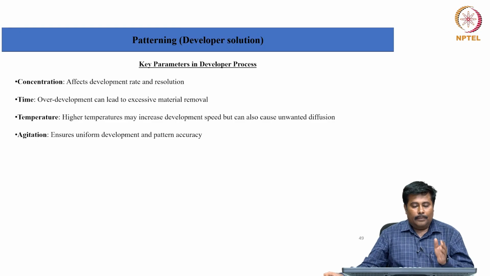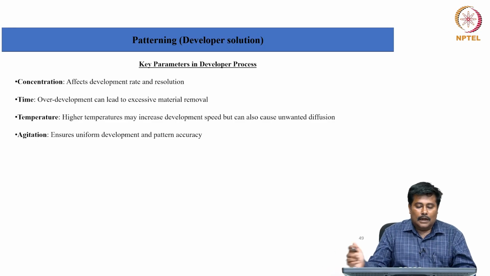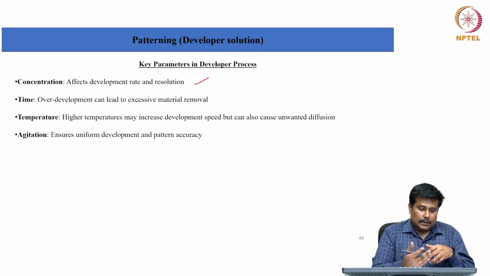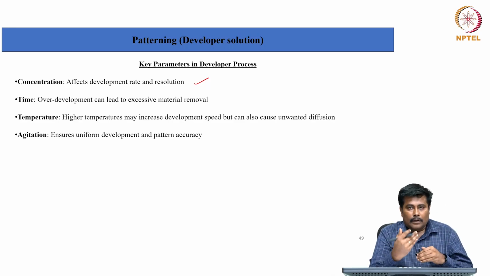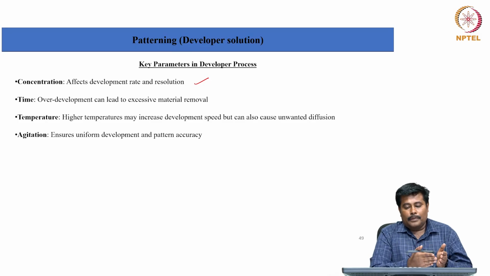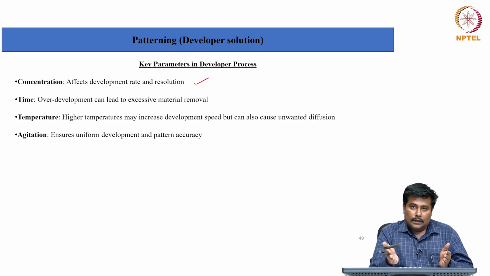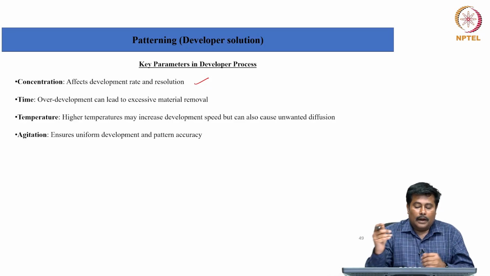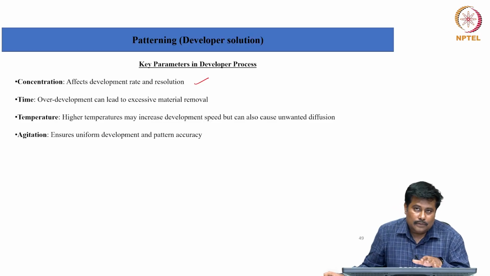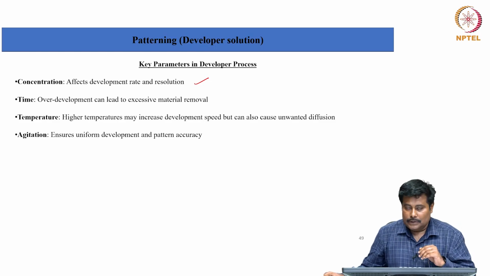Some of the key parameters which affect these developers are, first, concentration, because concentration has an impact on the development rate as well as on the resolution. Over-development time can lead to excessive material removal. Temperature: high temperatures may increase the development speed but can also cause unwanted diffusion in the system. Agitation may ensure uniform development and pattern accuracy. So, these are the key parameters which have to be considered from a patterning point of view.